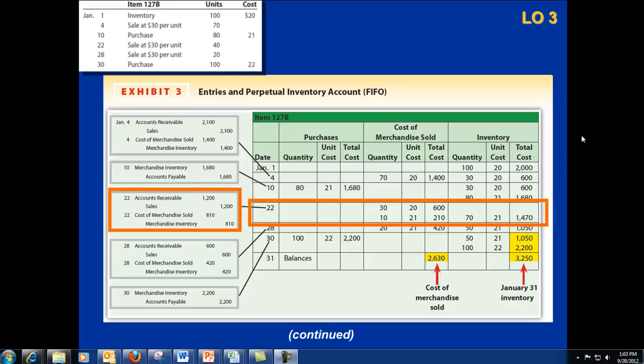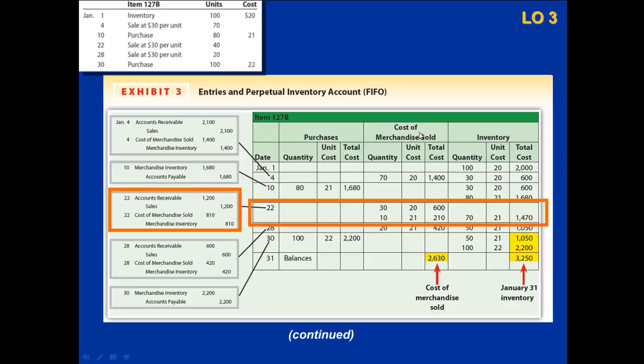I also like to point out this column here, this is our inventory column, and this is our cost of merchandise sold column, right? So remember, we have to allocate between the two, between items that should appear on the balance sheet as an asset and those that have been sold, which should show as part of the cost of merchandise sold on the income statement.